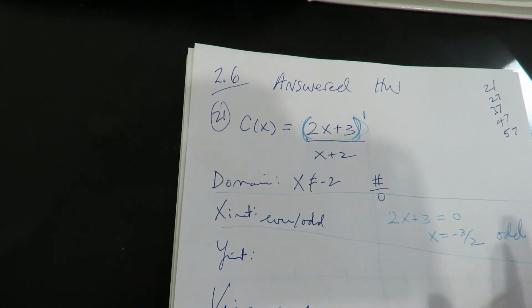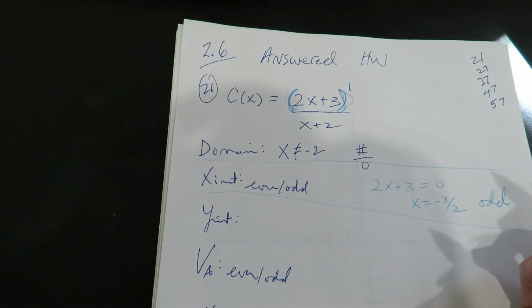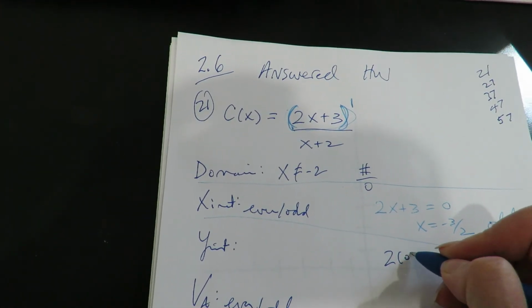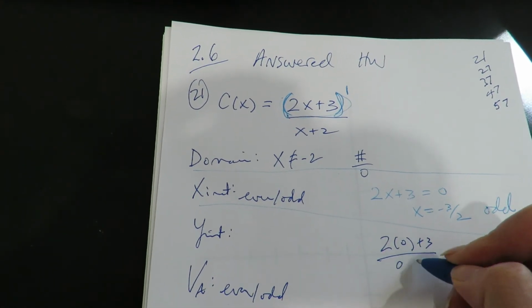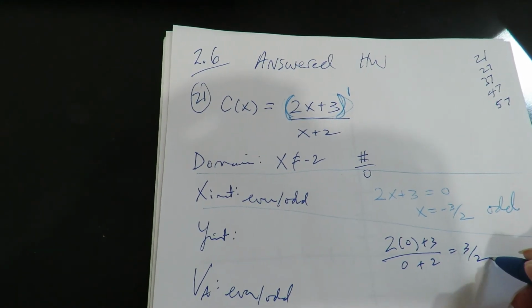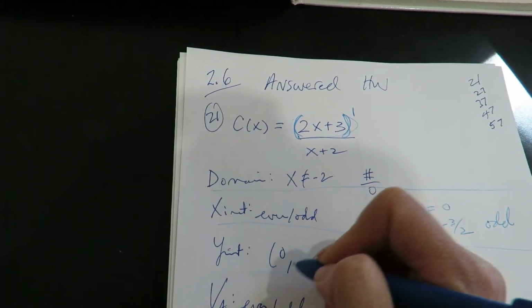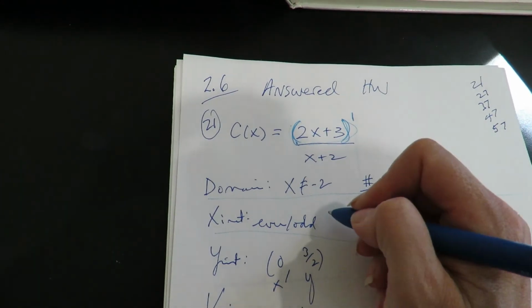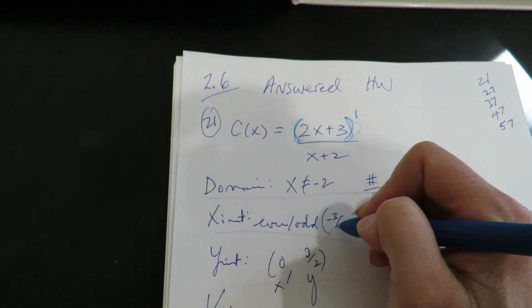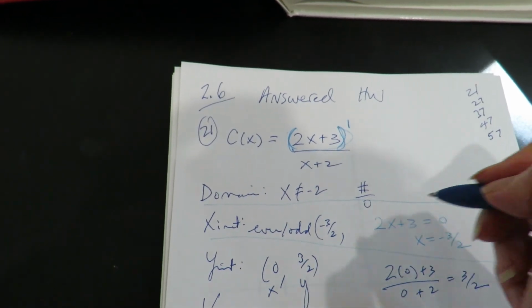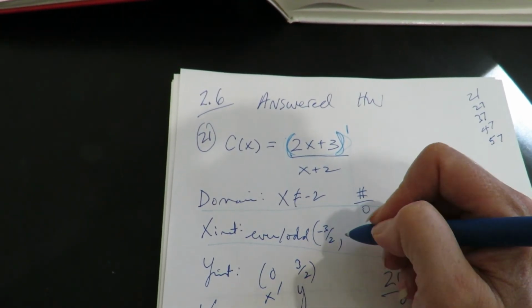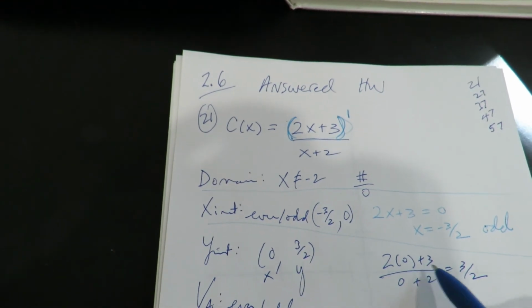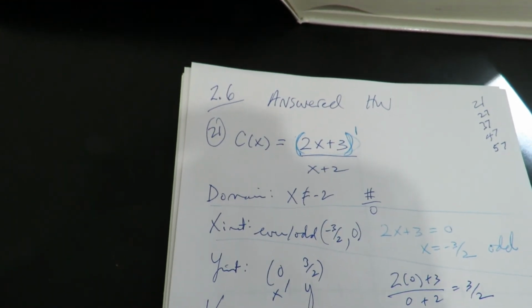Alright, the y-intercept is where you let all the x's be 0. So 2 times 0 plus 3 over 0 plus 2, that's going to be 3 over 2. So when x is 0, y is going to be 3/2. And that's interesting, they look so similar.